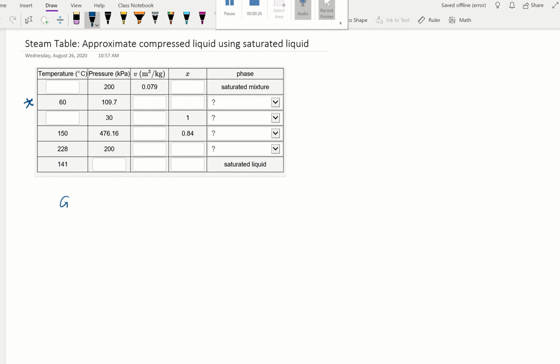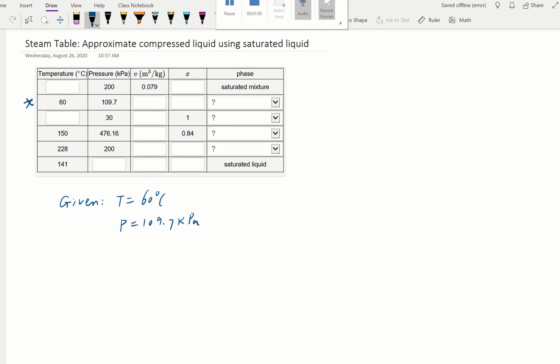So for this one, they're giving us two properties. The first one, temperature, 60 degrees, and the pressure is 109.7 kilopascal. Here, we do not know what phase this is, so we have to determine that first. You have both temperature and pressure, so you can do it either way. You can use temperature table A4 or pressure table A5. I normally like to use the pressure table, but here I will do both.